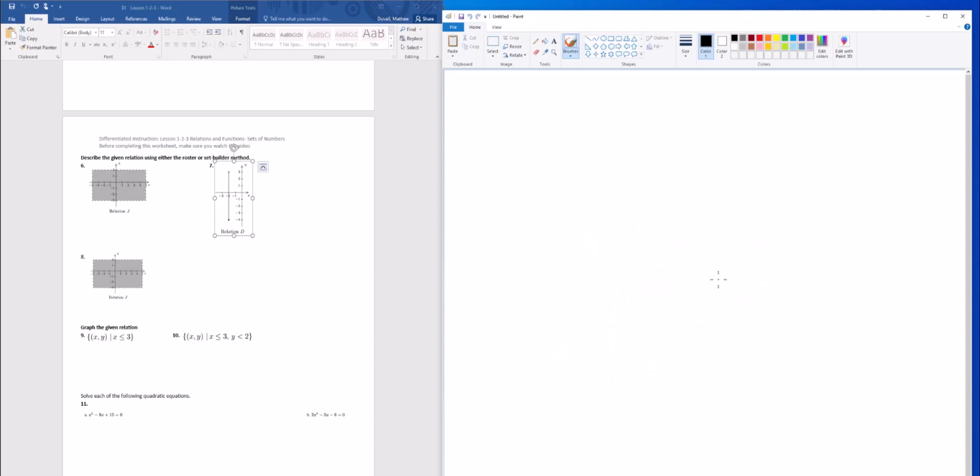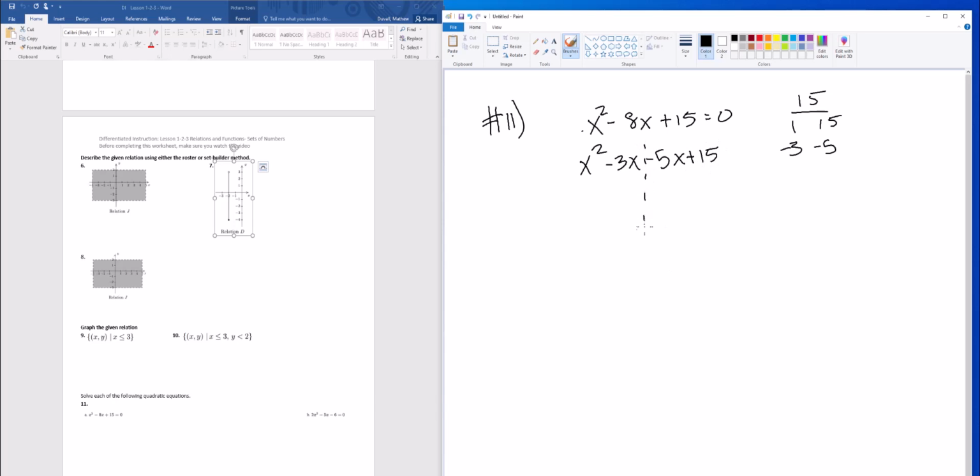Number 11 says solve each of the quadratic equations. So when we solve a quadratic equation, it's easiest to see if we can factor it first. So a times c, 15. Do the factors of 15 add to -8? So 1 and 15, 3 and 5. If they're both negative, we break apart and factor by grouping. So you factor out what's in common, which is x. Factor out what's in common, which is -5. So we get (x minus 3) and (x minus 5).